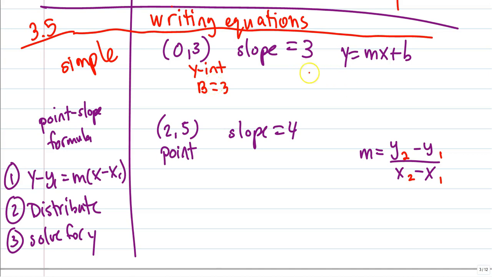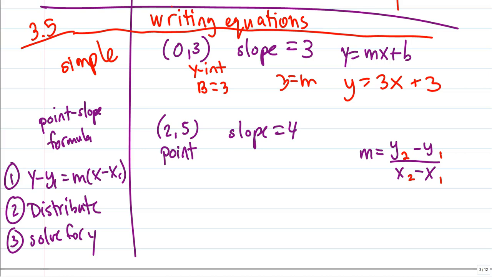So our equation is going to be y equals 3x plus 3. And that's great when we can just fill in y equals mx plus b when they give me the b, when they give me the y-intercept, and they give me the m, the slope. Okay? But the problem is, what happens if they don't give me the y-intercept?